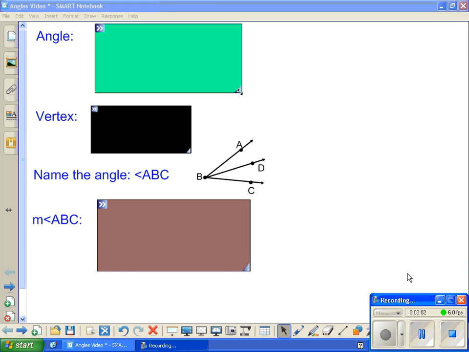Hi, and welcome to our lesson on angles. Today is going to consist of several definitions, so please make sure you have your notes out. Write down the definition and draw a picture if you need to.